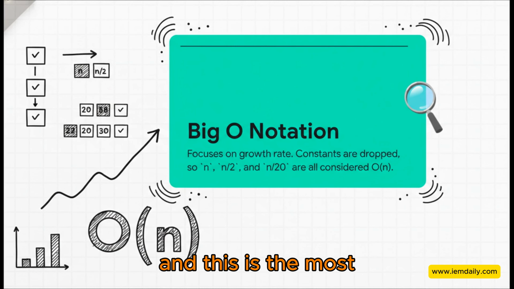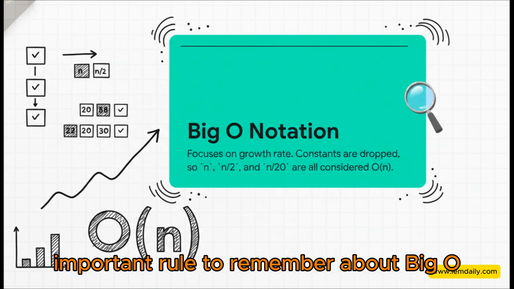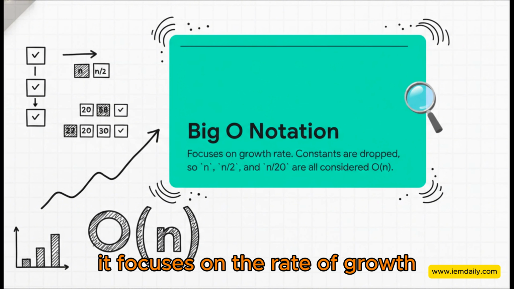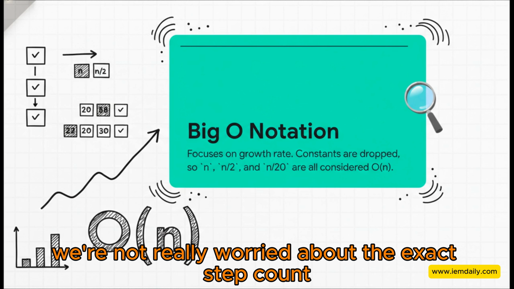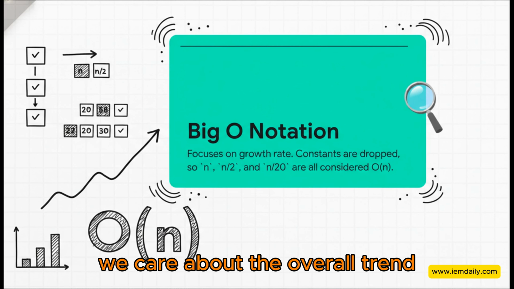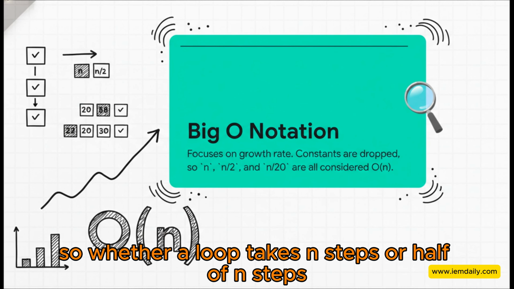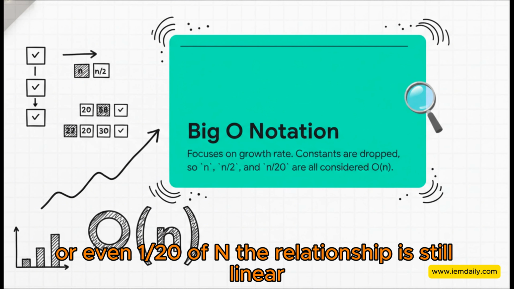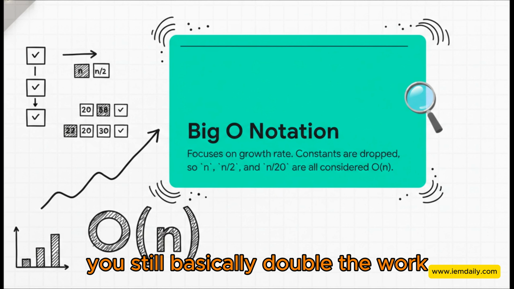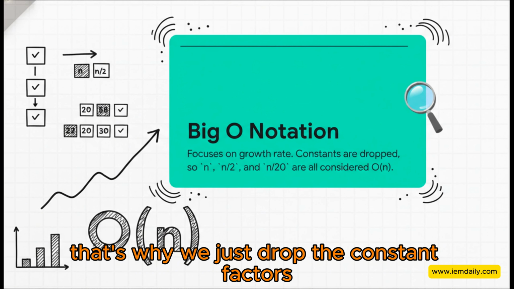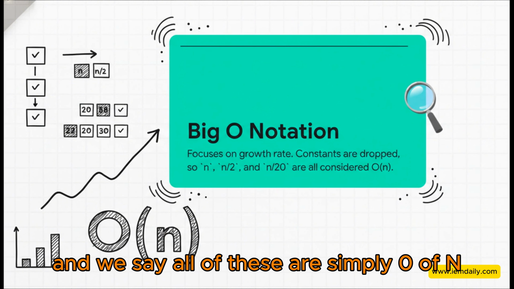And this is the most important rule to remember about Big O. It focuses on the rate of growth, especially when n gets massive. We're not really worried about the exact step count. We care about the overall trend. So whether a loop takes n steps or half of n steps or even a 20th of n, the relationship is still linear. If you double the input, you still basically double the work. That's why we just drop the constant factors and we say all of these are simply O of n.